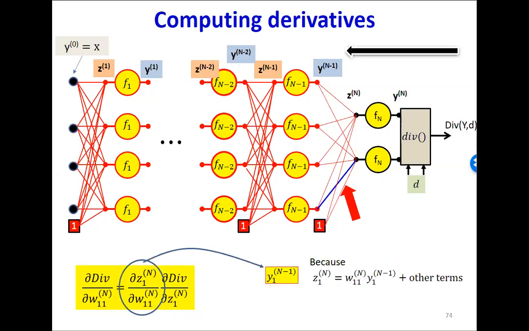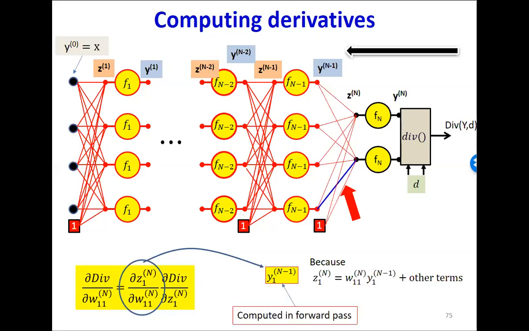Again, now this term is what remains to be computed. But then remember what this affine combination was. This affine combination here was this y value times this weight plus a bunch of other terms which came from these other guys. So z1 was w11 times y1. So this is y1 from the n-1th layer plus a bunch of other terms. So if I take the derivative of z1 with respect to w11, all I'm going to be left with is y1, which is the y value at the end of the connection.